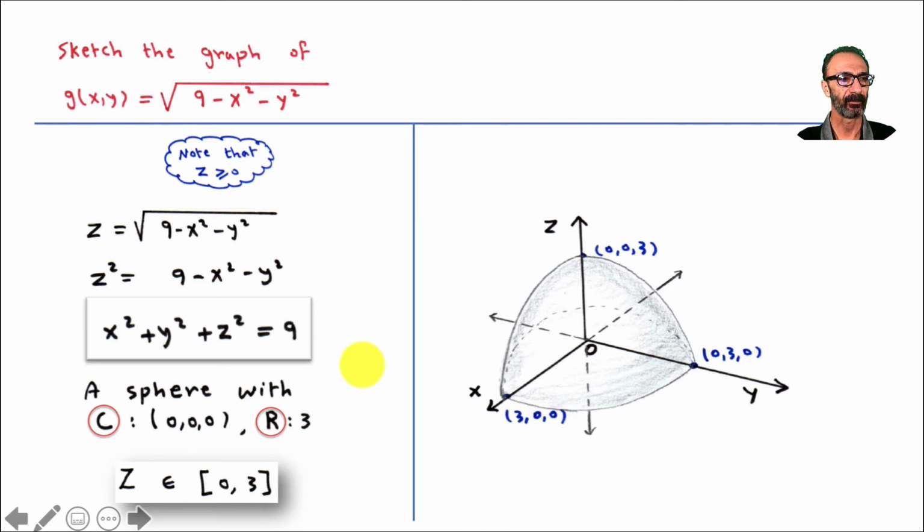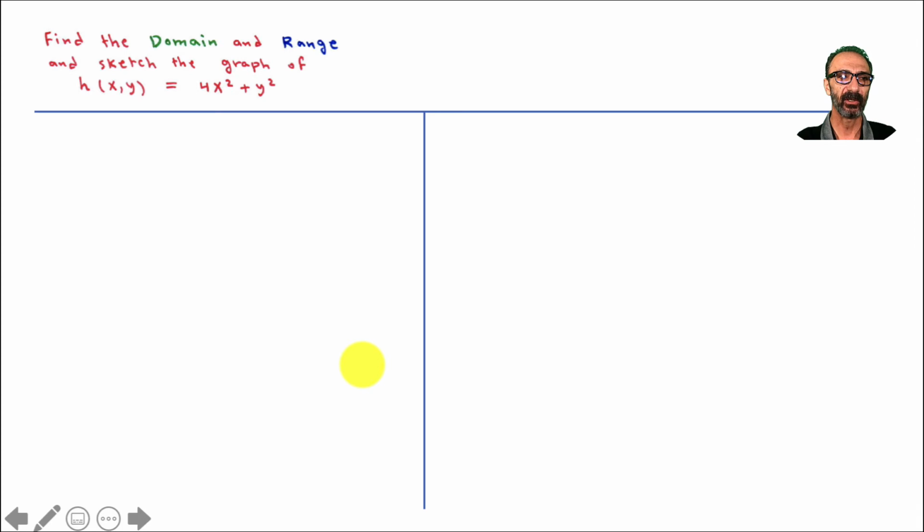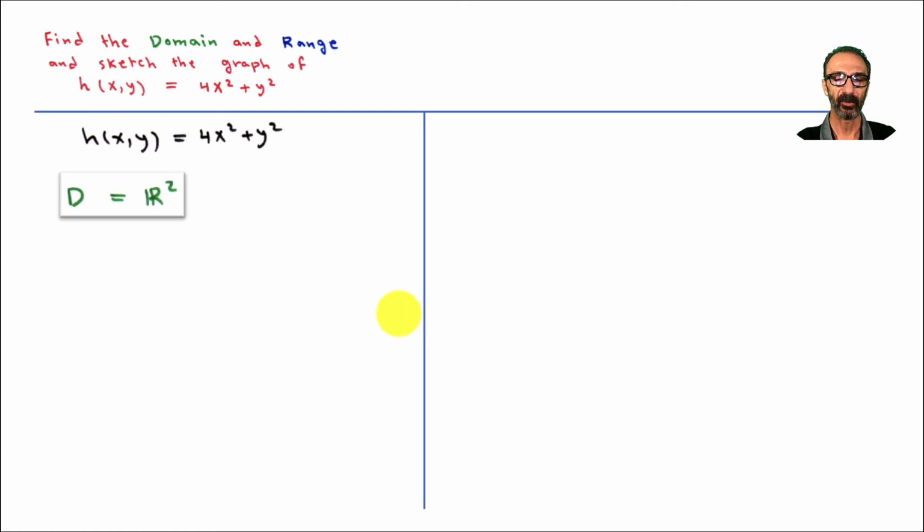So let's move on. Find the domain and range and sketch the graph of h of x, y equals 4x squared plus y squared. So here's my function. The domain is all real numbers in 2 dimensions. I could have anything for x, I could have anything for y. So pretty much the whole xy plane. The range is including 0, from 0 to infinity, because it can't be negative as an output.